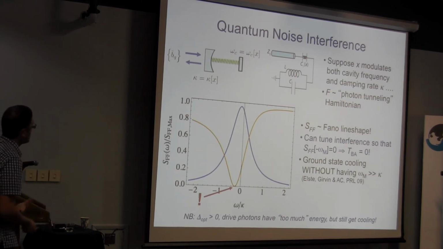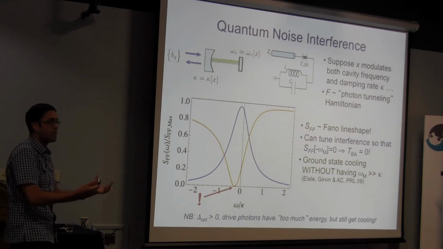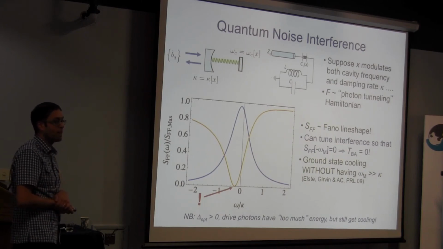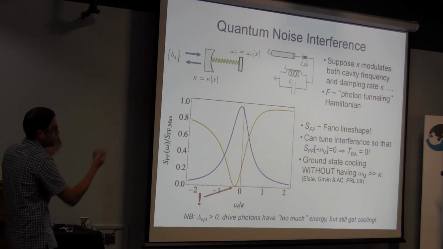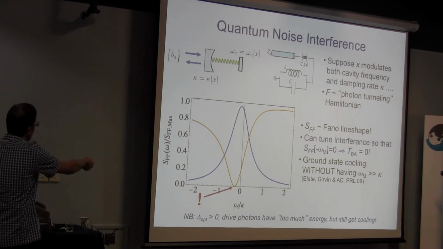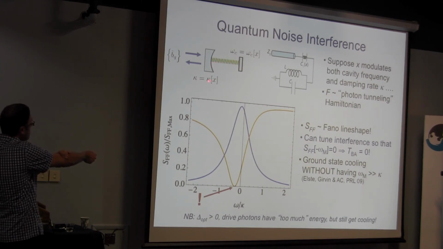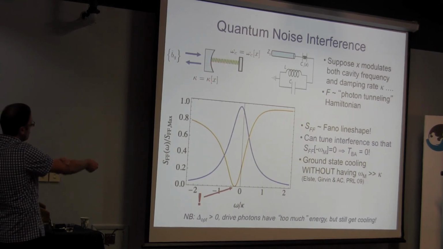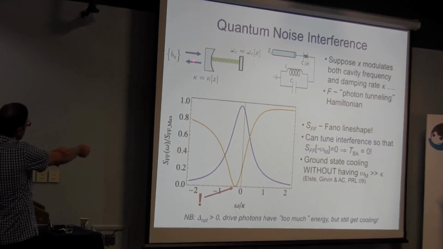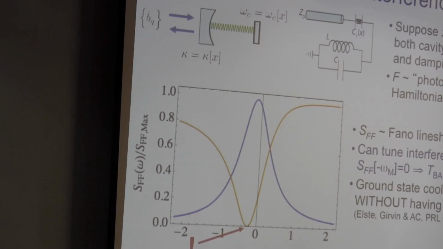Okay, so in this case too, you could ask, well look, the driven cavity is still going to act like some kind of dissipative bath for a mechanical resonator. There's still going to be some force noise, there's still going to be some optical damping, right? How cold can I get? So again, the force operator here is now not just the number of photons in the cavity. The fact that the damping rate depends on x means the force actually involves the tunneling operator that takes photons in and outside of that cavity.